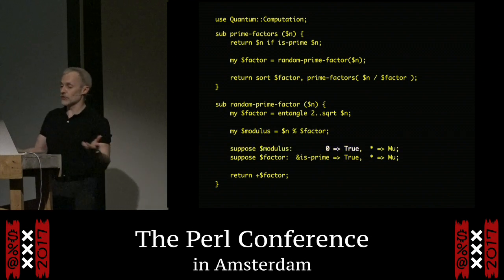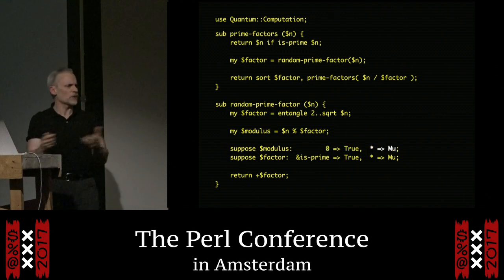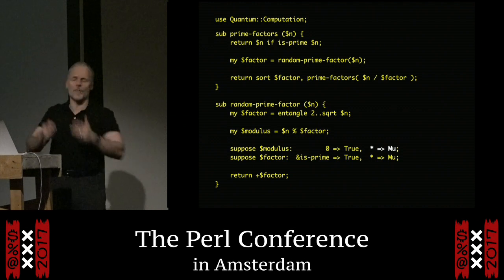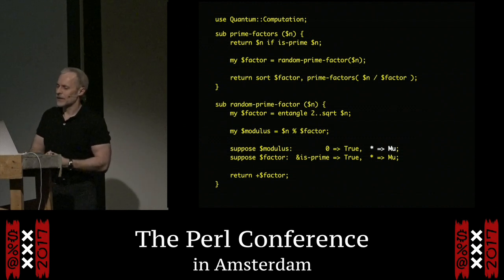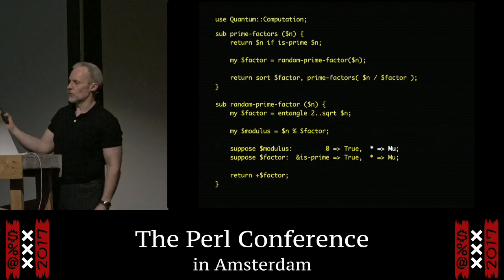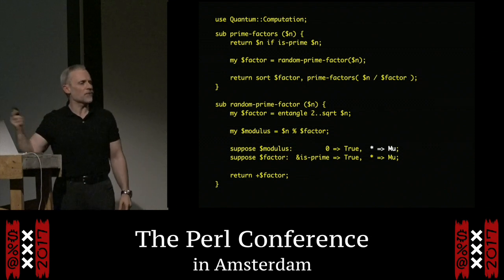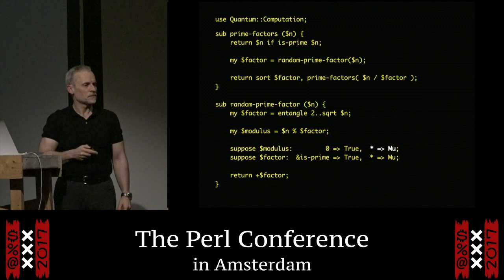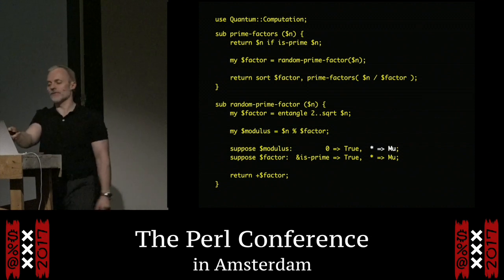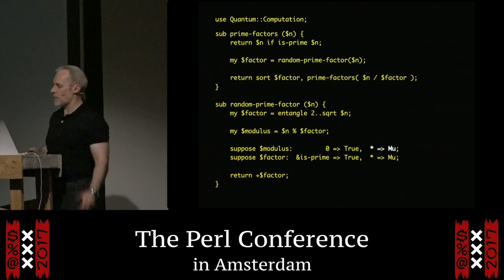In that case, it's true that this is a prime number. And if it's anything else, in Perl 6 when you want to say anything, you use the whatever operator. If it's anything else, then it's going to be mu, or mu, depending on where you're educated. What is mu? Mu is the most undefined value in Perl. And the effect here of mapping the value to mu is to eliminate it as a possibility.